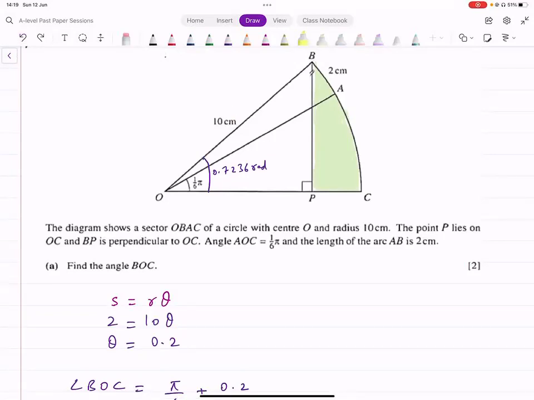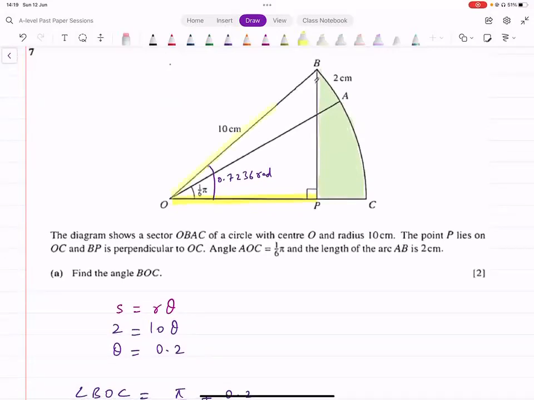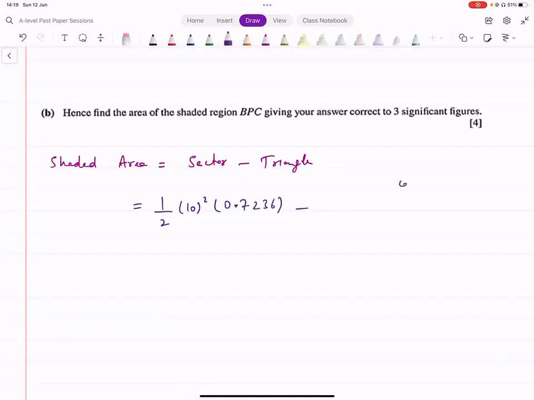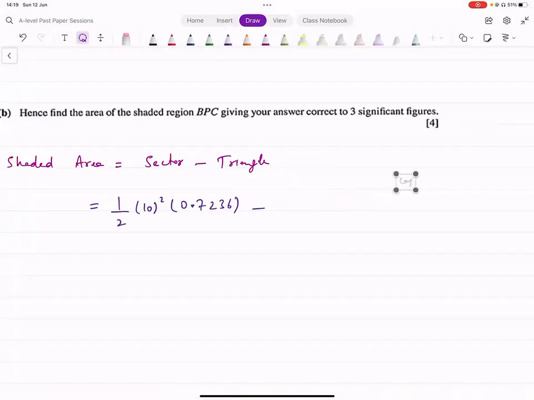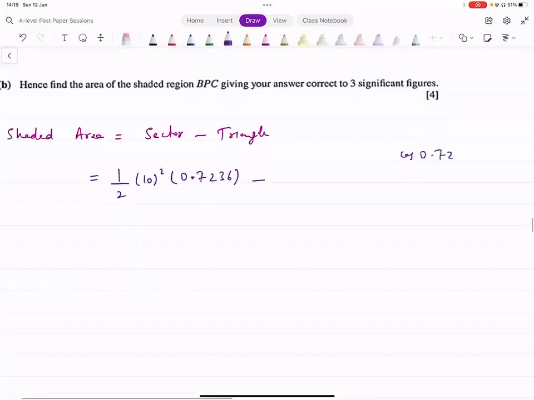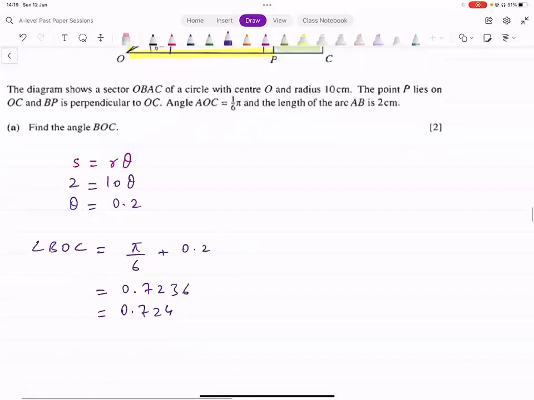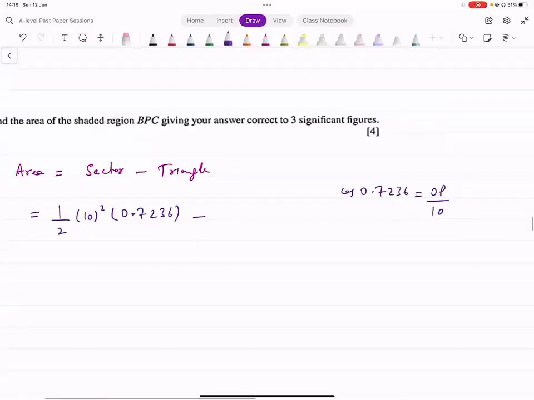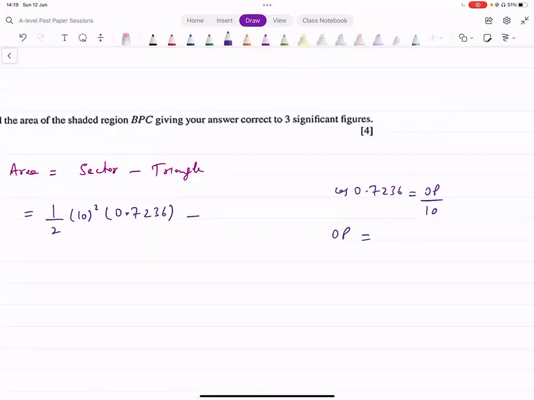What we can do is find this length here, the length OP. OP is the base, and OB, which is 10, is your hypotenuse. Base over hypotenuse, what ratio do you have? You've got cos there. So cos of 0.7236 should equal the base, which is OP, divided by the hypotenuse, that's 10. Let's find the value of OP. Your calculator has to be in radian mode. Keep that in mind. 10 into cos of 0.7236 gives me 7.494. So that's the length OP.